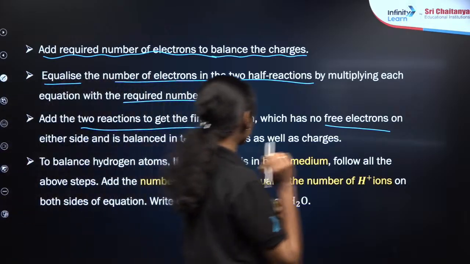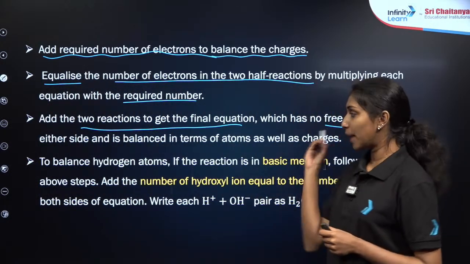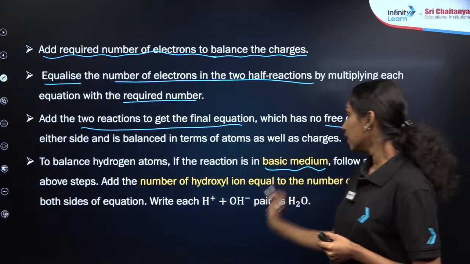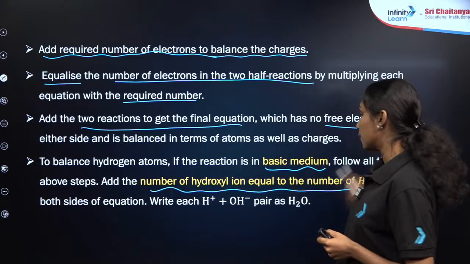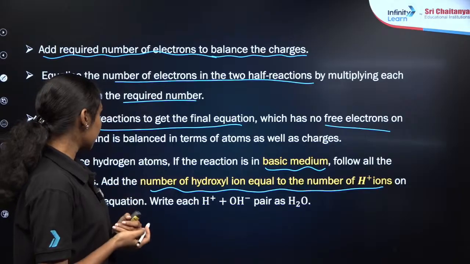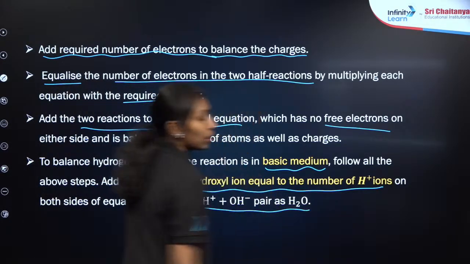Now, here also two mediums are present. If the acidic medium is present, you can add H+ ions to balance the hydrogen atoms. But if the basic medium is present, you just add the number of hydroxyl ions equal to the number of H+ ions to both sides of the equation. Same as the previous method, right? Then write the H+ and OH- pair as water molecules. Clear?